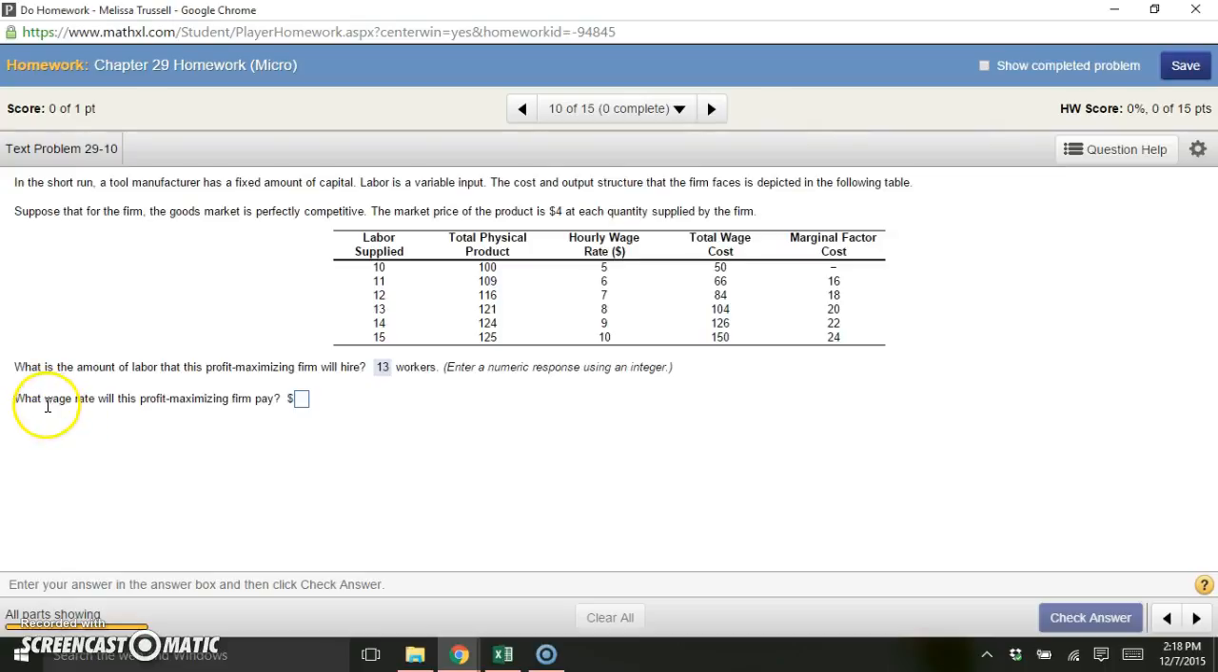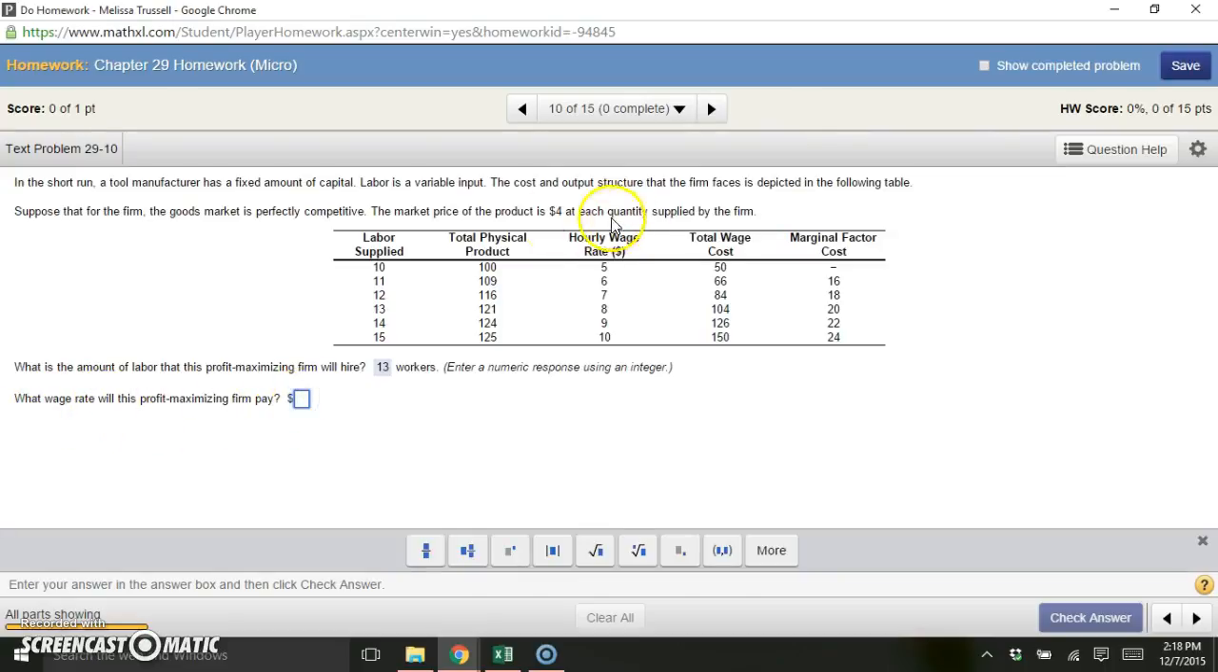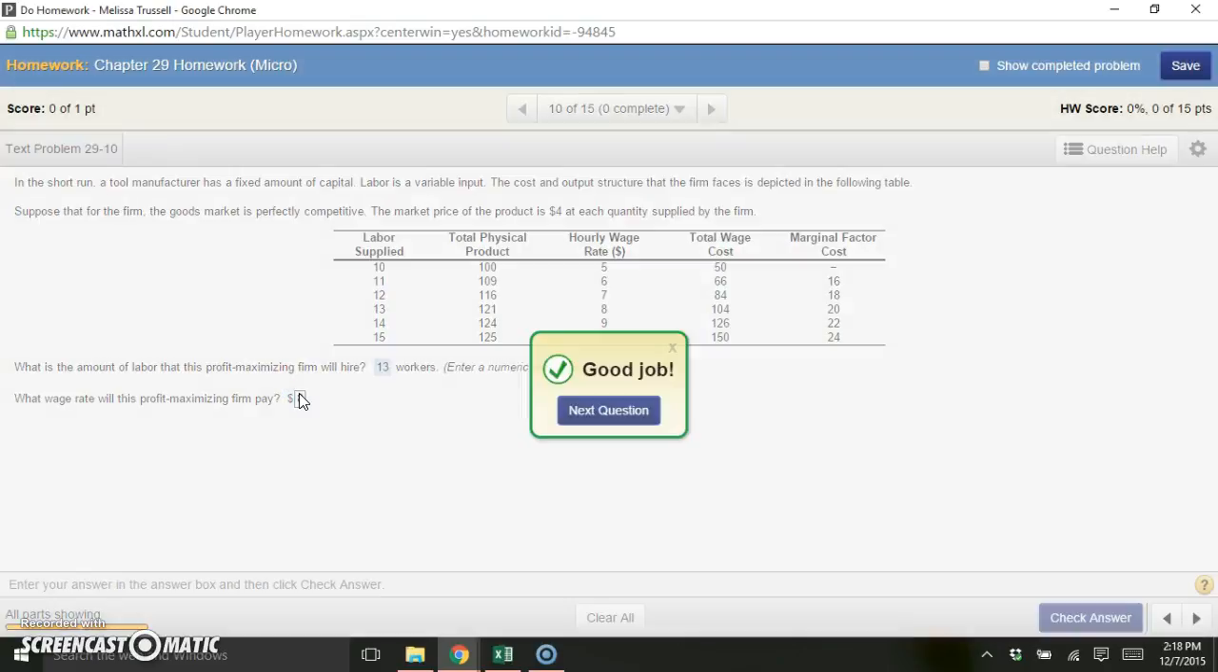And the next question they ask is, what's the wage rate at that number of workers? And we can just pull that straight out of the table, because they tell us our hourly wage rate when we have 13 workers is $8. The table tells us. So we'll plug that in, and we're good to go.